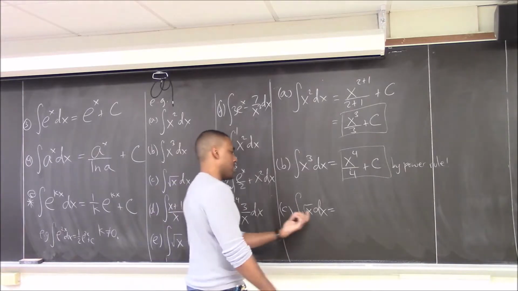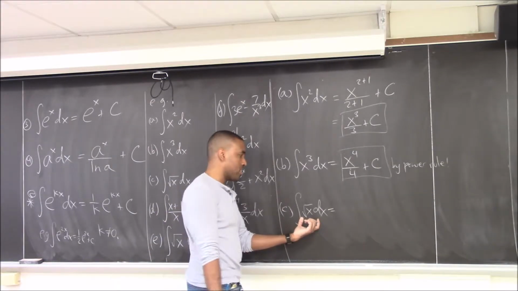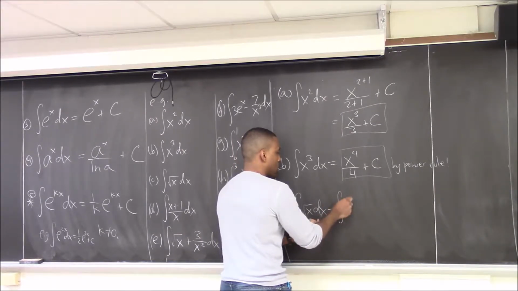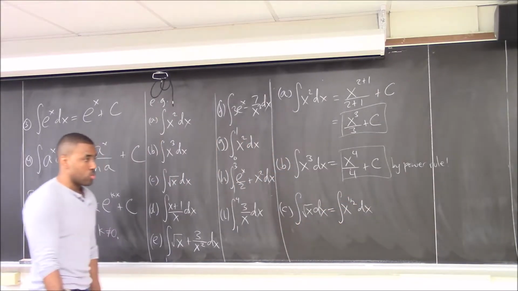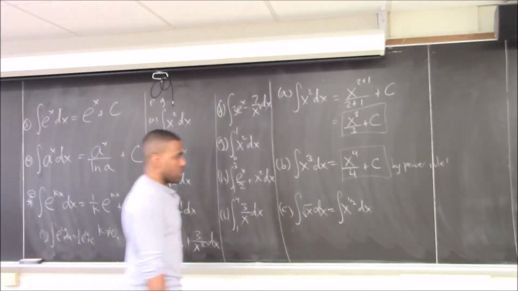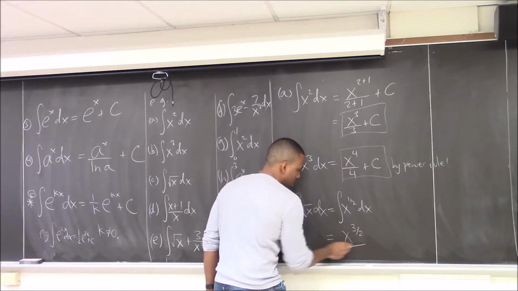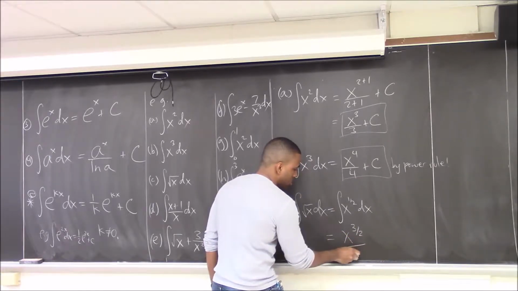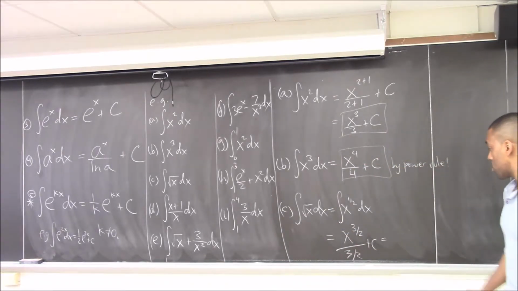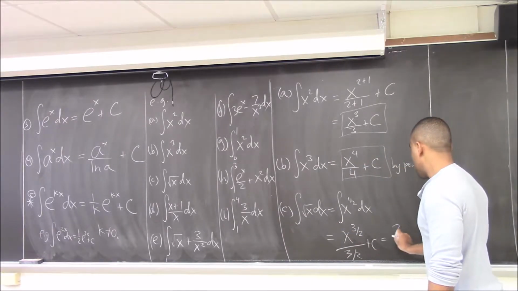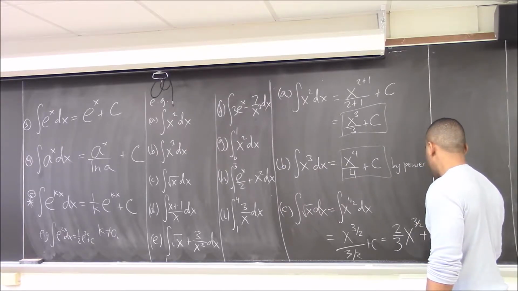Yeah, so the idea is, again, we don't have a rule with our radicals. The rules are our template, so we want to rewrite this to look like one of the rules. So I would rewrite the radical x as x to the 1/2. Now it looks like a rule, x to the n. And so what I do is I add 1 to the power, so that gives me 3 over 2, divided by the new power, that's 3 over 2. Dividing by a fraction is the same as multiplying by its reciprocal. So this would be 2/3 x to the 3 over 2 plus c.